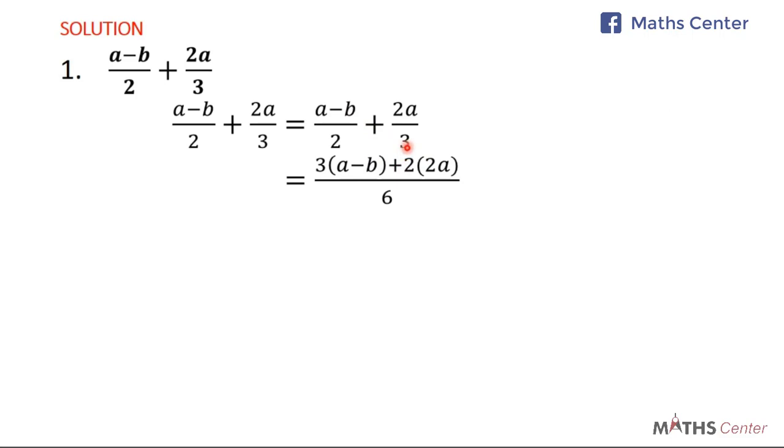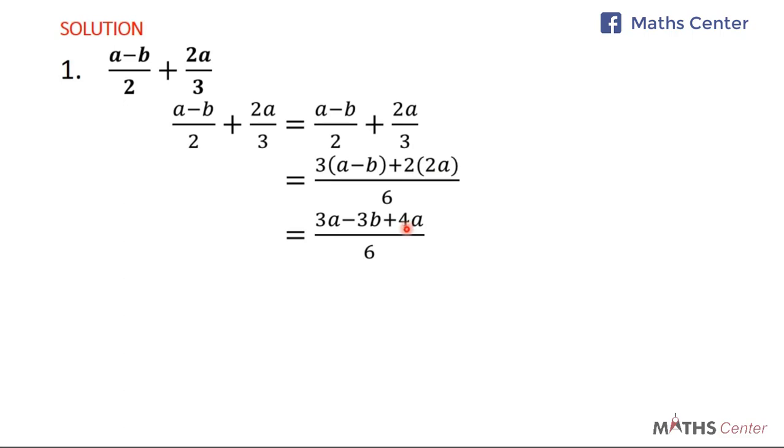When you come here, you will divide 6 by 3. That is the denominator of this part. So 6 divided by 3 will give us 2. We multiply the result with the numerator, which is 2a. So from here, we do the expansion of the bracket. So 3 times a will give us 3a. 3 times minus b will give us minus 3b. Then plus 2 times 2a will give us 4a.